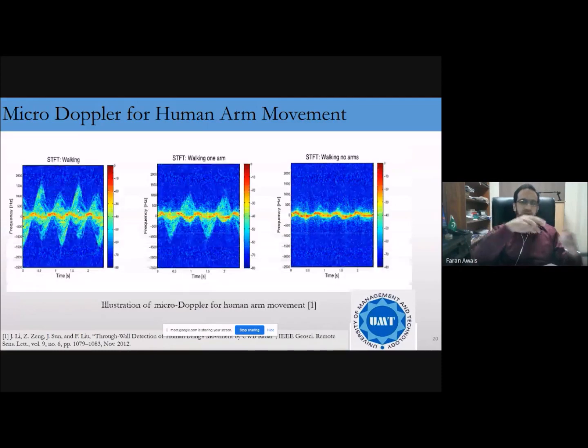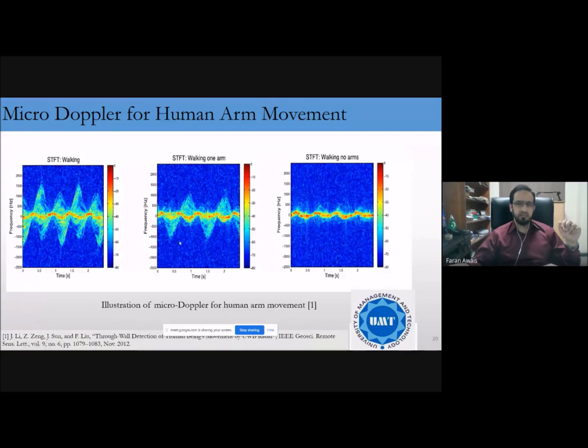Now, coming to the next example, which is the micro-Doppler for human arm movement. Whenever we are walking, as you can see in the figure on your left, even if you are walking very slowly, both of our limbs would also be moving with that. Since both of our limbs would be moving, you can see a plot like this. This slide is actually very important. It would actually clear your concepts as well.